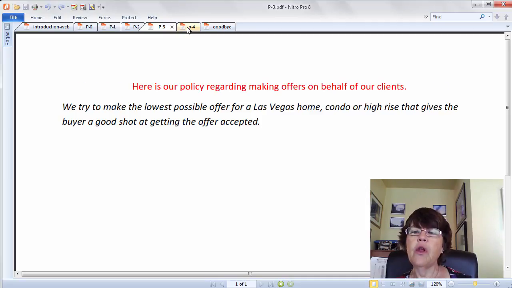So here is our policy regarding making offers on behalf of our clients. We try to make the lowest possible offer for a Las Vegas home, condo, or high-rise that gives the buyer a good shot at getting the offer accepted. We decide the property value and write a good, clean offer while being fully aware that we do not have any control over other buyers and their agents. If we get an acceptance, then our buyer has gotten a good deal. If someone else decides to pay more than property value and we lose, too bad. We did the right thing and it didn't pan out. That is life. We move on to the next home or condo or high-rise.